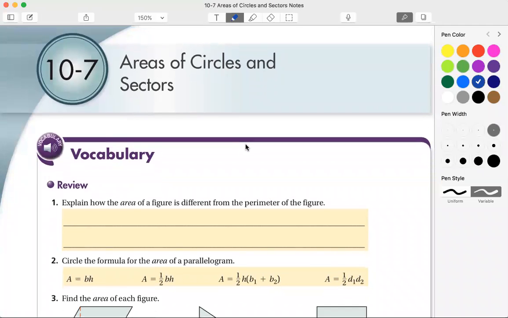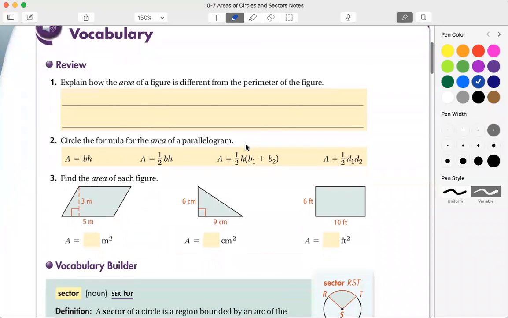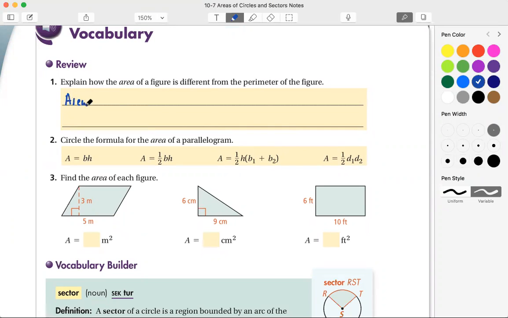All right, 10-7, areas of circles and sectors. So, explain how the area of a figure is different from the perimeter. Okay, so area is the measure of the space inside a figure, while perimeter is the distance around the figure.